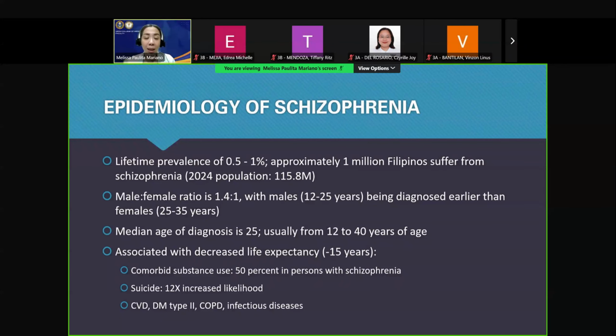There's a 12 times increased likelihood of suicide, and a couple of hypotheses for those include really just the functional burden of having schizophrenia and the depression that this engenders. But also some people posit that it could be because of the auditory hallucinations. So hearing voices telling them to end their lives. People with schizophrenia have a higher than usual risk for cardiovascular and cerebrovascular diseases, diabetes mellitus, COPD from the smoking, and also infectious diseases from the poor self-care.